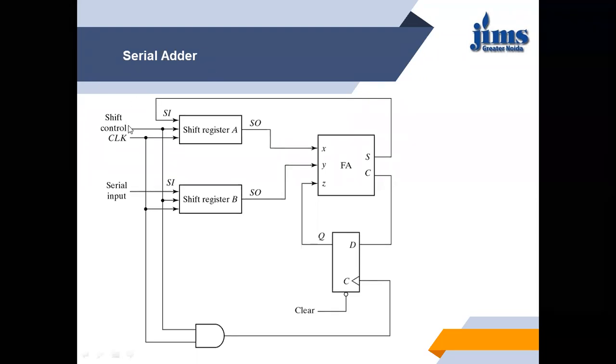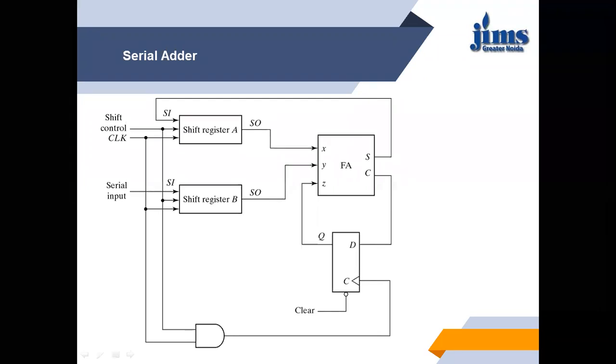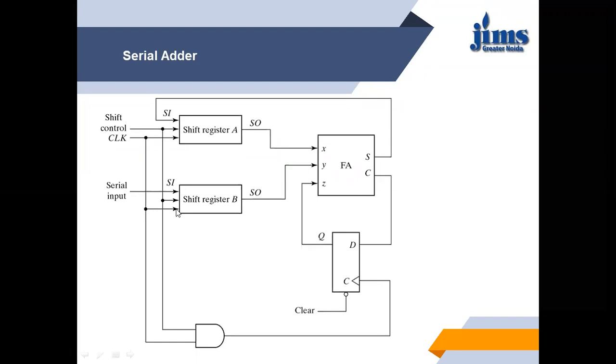There is a shift control, there is a clock. The shift control will decide whether it is a shift left or shift right. So forget about this circuitry. Let us come to the general operation. That is the shift register A. The first bit will be A0 and the last bit will be A63, if it is 64 bit. Likewise, it is B0 to B63.